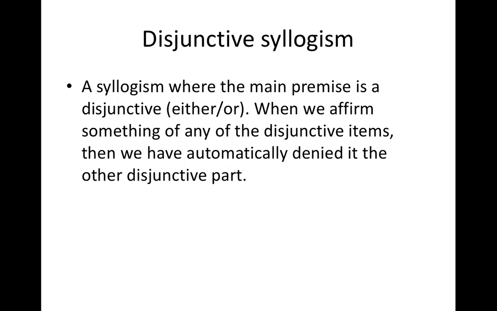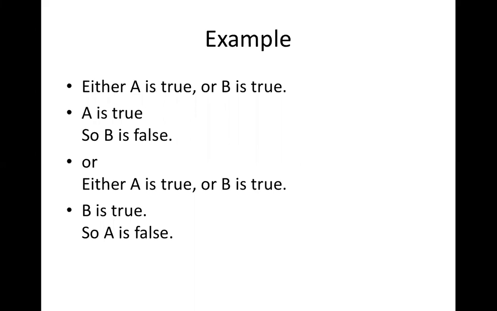Now let's look at this. Disjunctive syllogism. This is a syllogism where the main premise is a disjunctive, either or. Previously, we were looking at if-then statements, conditional statements. These ones are disjunctive statements, either or. When we affirm something of any of the disjunctive items, then we have automatically denied the other disjunctive part. For example, either A is true or B is true. A is true, so B is false. Or either A is true or B is true. B is true, so A is false.